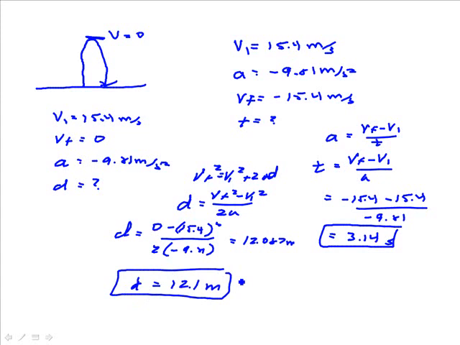So to answer A, B, and C, if it went up at 15.4, it comes down at 15.4. The time of flight, as we calculated, is 3.14 seconds, and the maximum height is 12.1 meters.